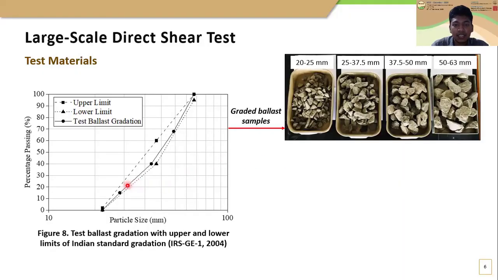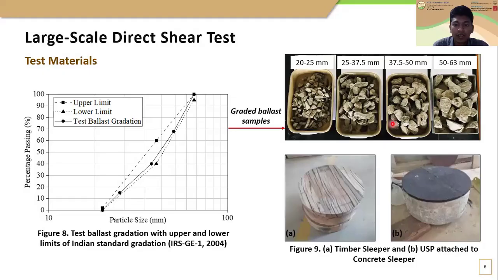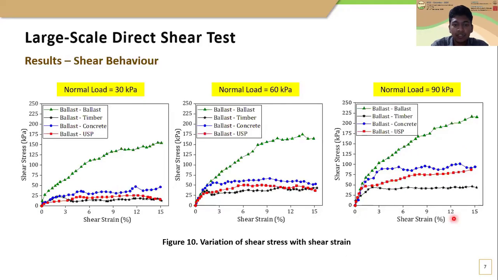Here you can see the test ballast gradation and the upper and lower limits of the Indian standard gradation of ballast. Also, this figure shows the graded ballast samples considering 4 different particle sizes. Here you can see the timber sleeper and under sleeper pad attached to the concrete sleeper. With that, I am moving to the results of this study.